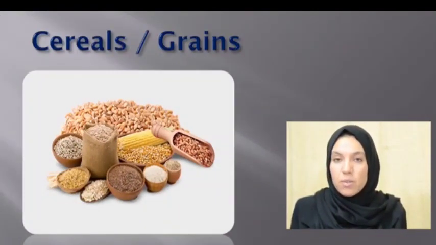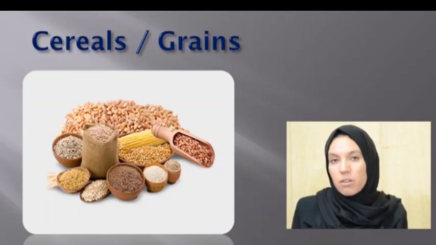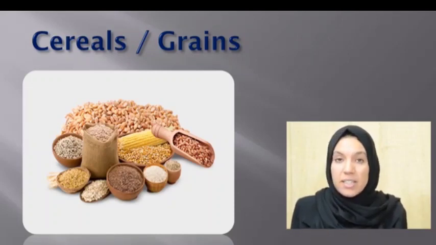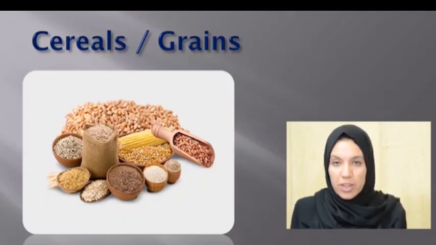Next, we've got cereals or grains. So either you can call them cereals or you can call this category grains. Here in the picture, you can see some examples of cereals and grains. We've got here corn, we've got oatmeal, we've got rice, and so on and so forth.